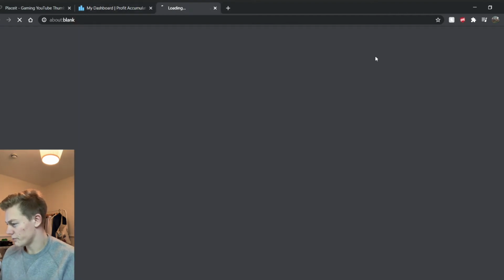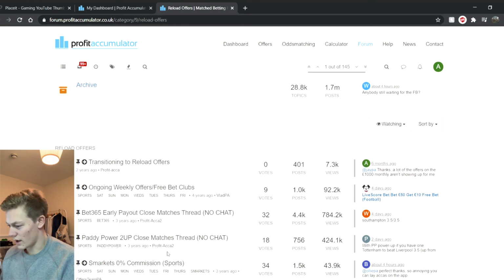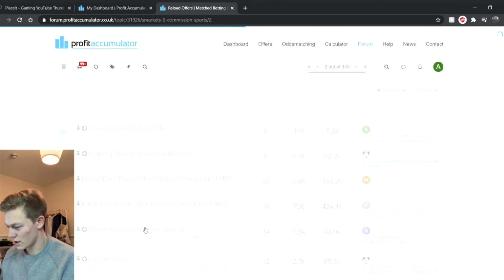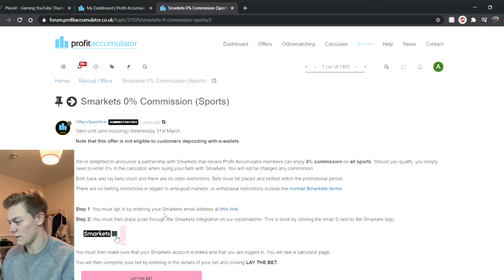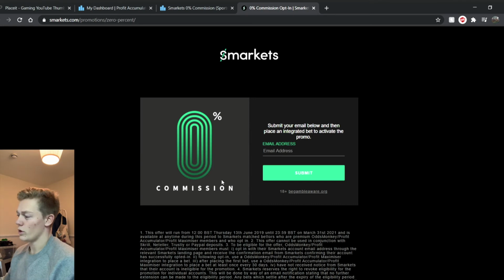So if we go to forum and then we go to reload offers, and then we scroll down and click on the Smarkets 0% commission link, it takes us to this page here, and this just shows us the few steps that you need for integrated lay bets. So firstly, you need to click this link, and then it will take you here, and what you basically need to do is just put in your email address that's linked to your Smarkets account, and it will basically then give it 0% commission and it will give it the link to your profit accumulator account once we've done this one thing, which is place an integrated lay bet.